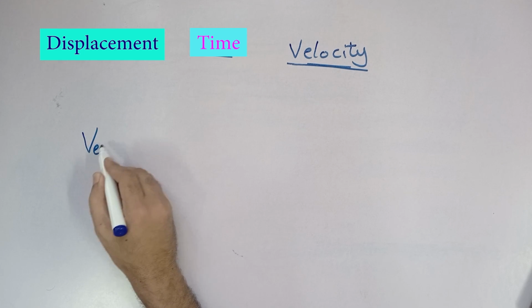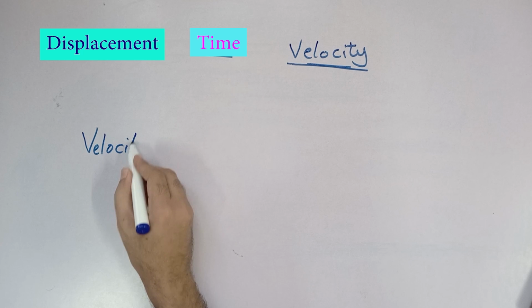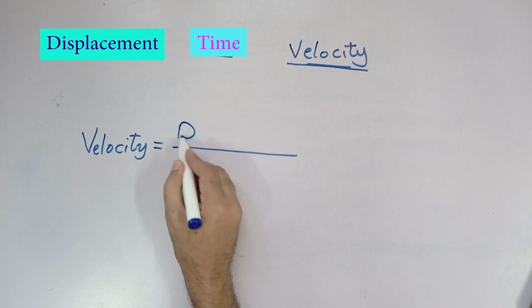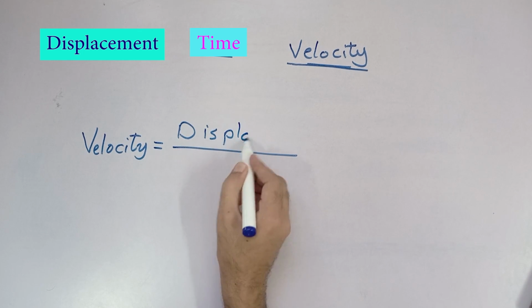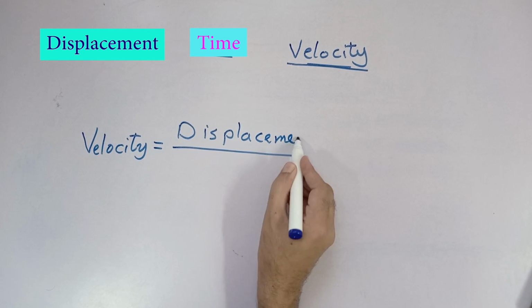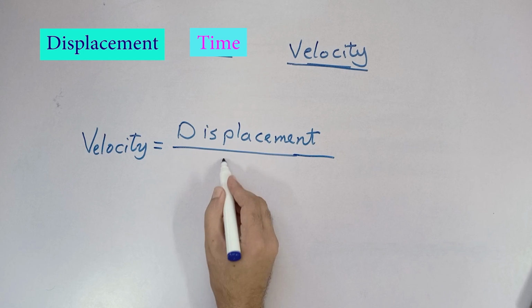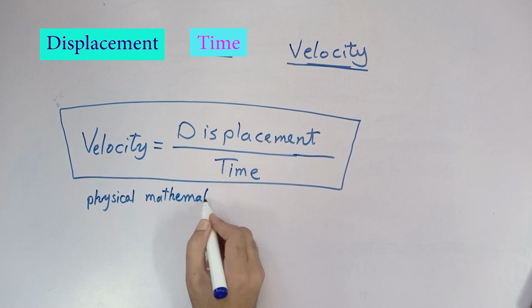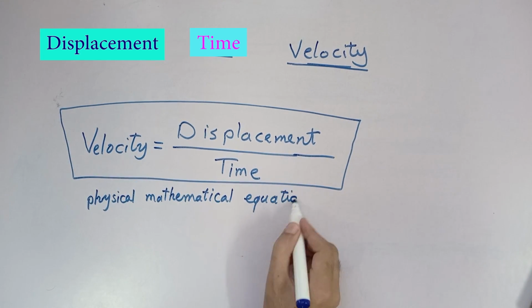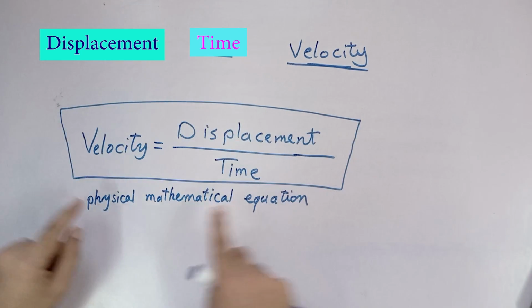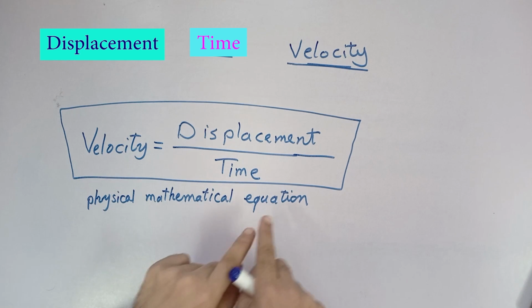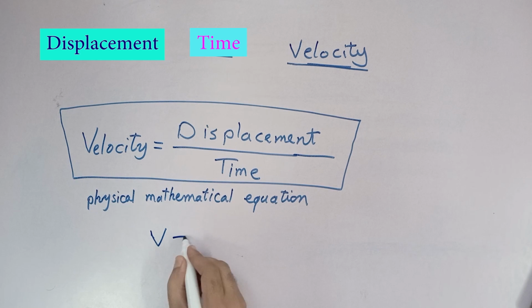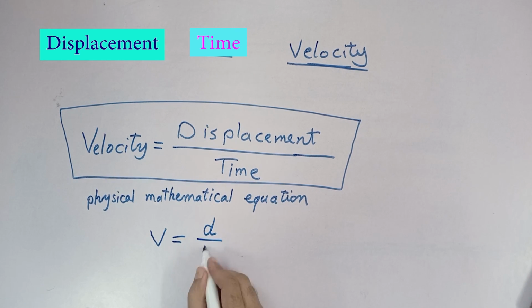Velocity equals displacement divided by time. I can call this a physical mathematical equation, or write it this way: V equals D over T.